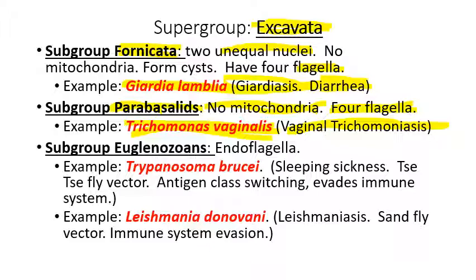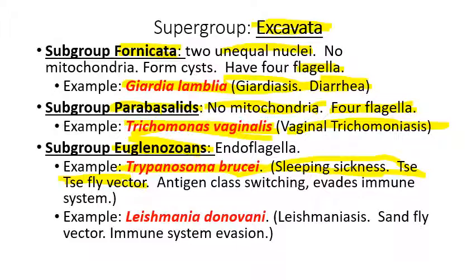So if you get an infection of Trichomonas vaginalis, it's kind of difficult to get rid of. All right, the Euglenozoans contain several interesting species, including Trypanosoma brucei, which causes sleeping sickness, and it has a tsetse fly vector. It's endemic to certain parts of Africa. There's a closely related relative, Trypanosoma cruzi, which is endemic to Central America, and it has what's called a kissing bug vector, and it does antigenic class switching in order to evade the immune system, and so it causes very long-term illnesses.